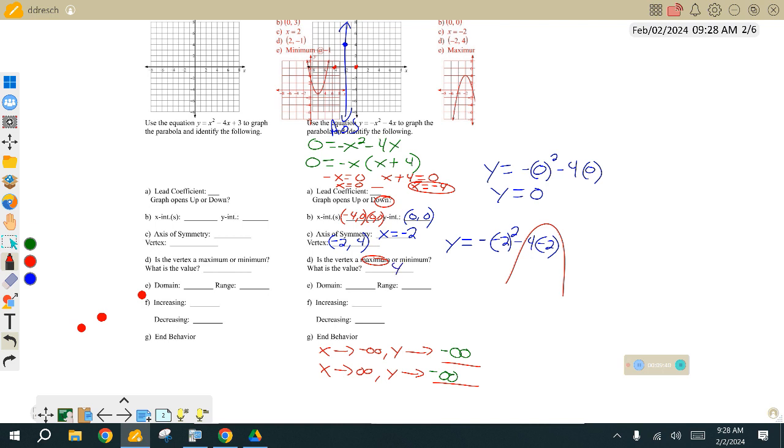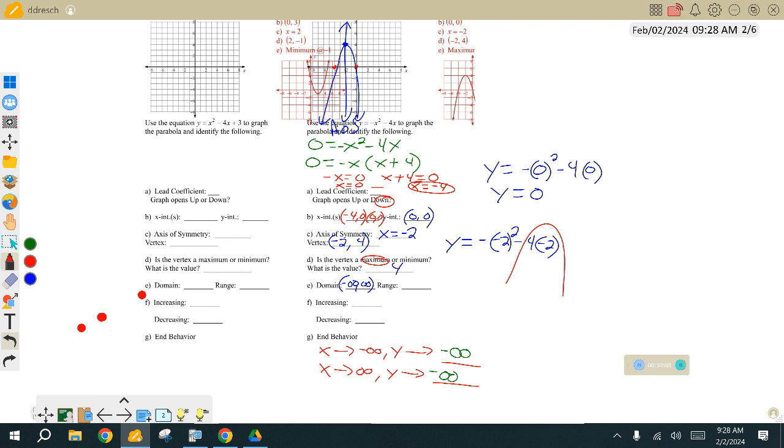We don't have any walls, do we? Make sure we finish the graph. Finish the graph. Okay, the domain. We don't have any walls, so we keep saying, I don't think that's ever changed up for us lately. Negative infinity to positive infinity.